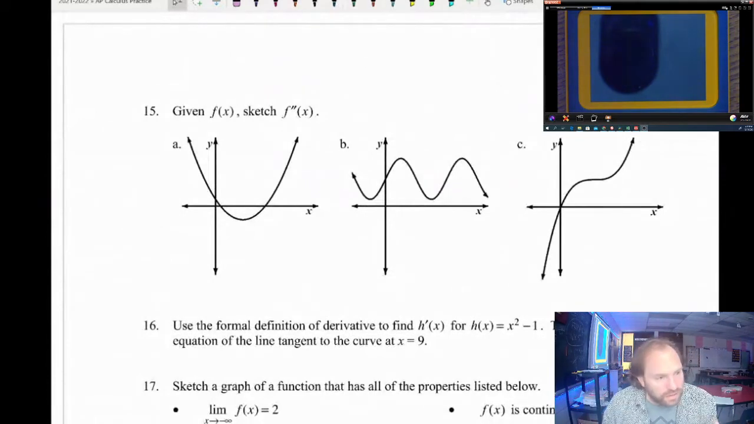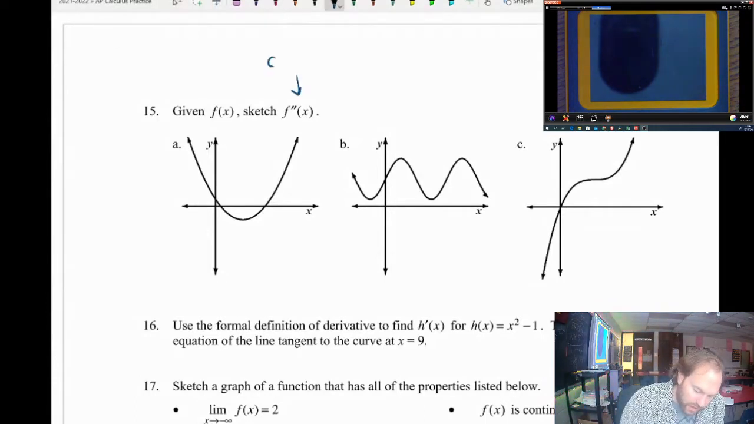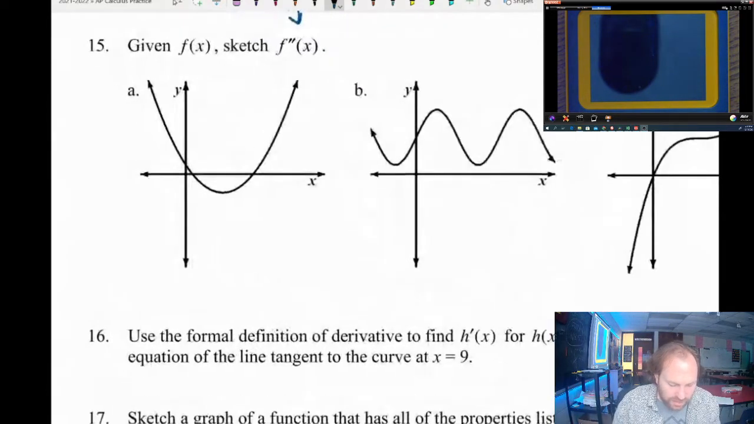Question 15, again, here you got your original graph. Let's sketch f double prime of x. Ooh, interesting. We're looking for a concavity graph. So here, we're going to take the graph and make an understanding about its concavity. For example, in question A, the concavity is always up. It's always concave up. So any straight line, horizontal, positive line will do for the concavity here.